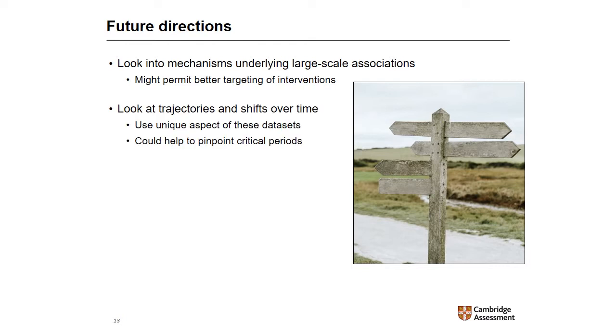Similarly, we can look a bit more closely at trajectories and changes and shifts over time. Now, this fact that we've got these repeated measurements, it's a really unique aspect of these data sets. And if we look a bit more closely at these changes over time, well, potentially, you could pinpoint critical periods. So, for example, if we can better identify the time at which people make their decision about going to university, maybe, again, that could help to target interventions.